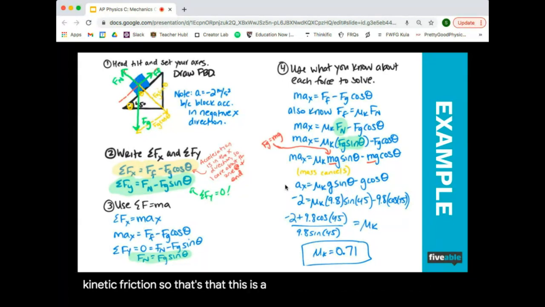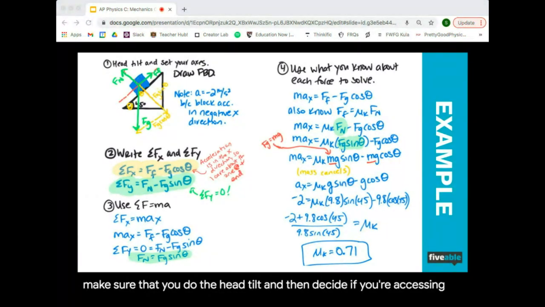This is, again, definitely a more complicated problem, and you may not see all of the pieces of this problem. This was beginning to end, how you do one of these. But the takeaways for these ramp problems are really to make sure that you do the head tilt and then set up your axes.